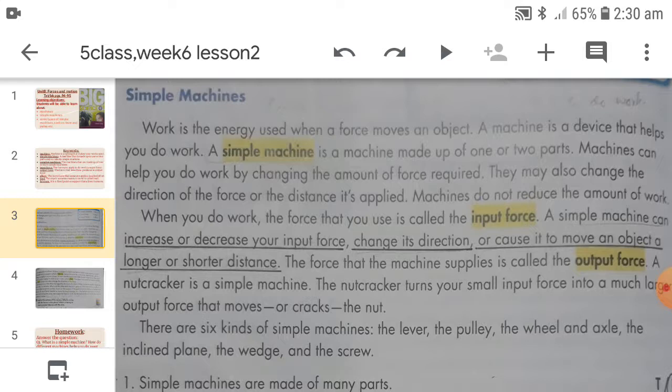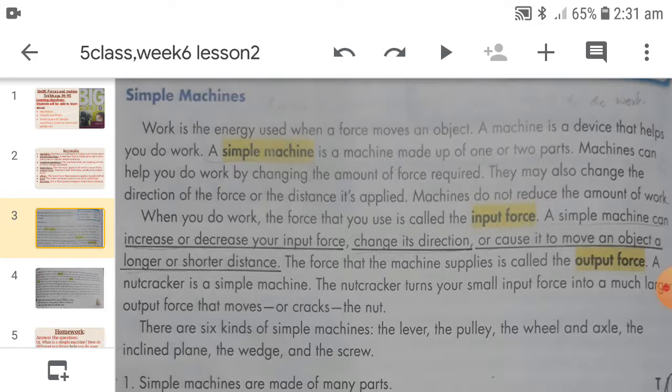There are 6 types of simple machines. These are lever, pulley, wheel and axle, inclined plane, wedge and screw. Simple machines help us do the work in 2 ways. First, by decreasing the amount of effort. It means by using less effort, simple machines help us do the work more easily.